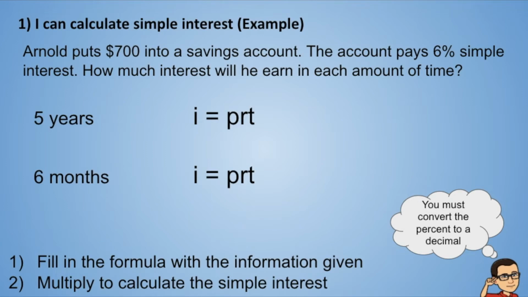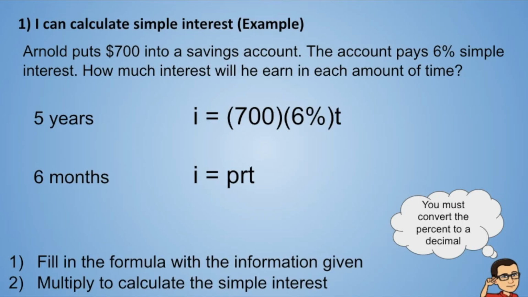So first we're looking at that P, which represents principal. And we know that Arnold put $700 into the savings account. So the principal will be $700. R represents the rate, or the percentage at which the interest is accrued. In this problem, R, or the rate, will be 6%.